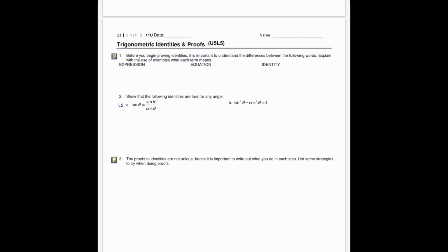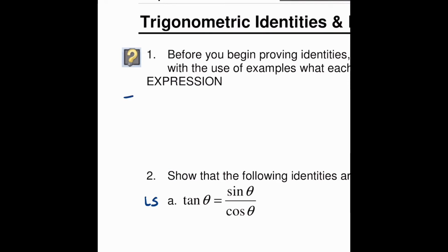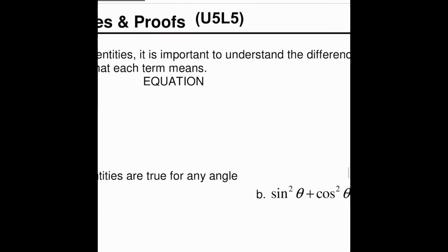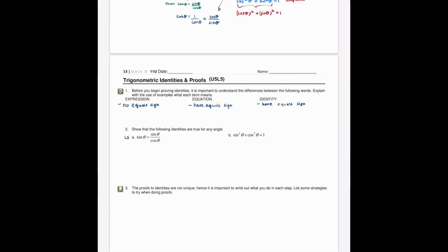So you've heard of expression and equation, and identity is the part that looks new to you. An expression is when you have what? No equal sign. An equation is when you have an equal sign. And identities also have equal signs as well. So when you look at the three, because you have no equal sign for an expression, you're not able to solve for it. All you can do is simplify.